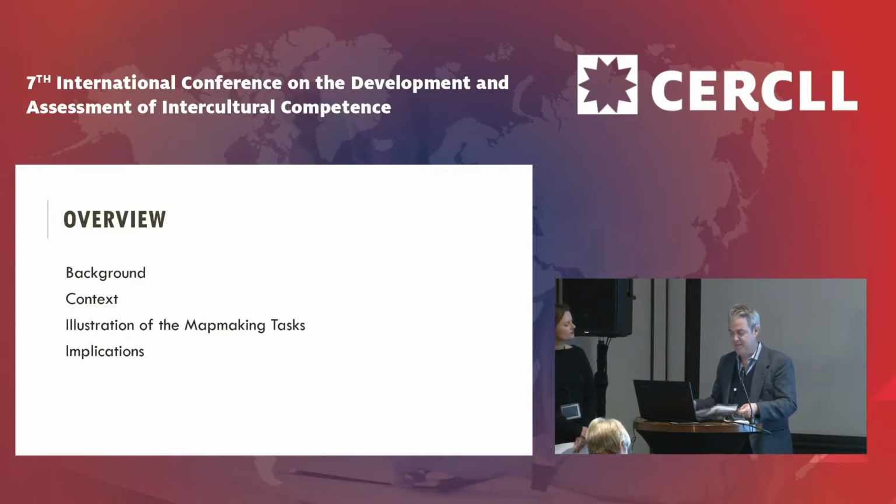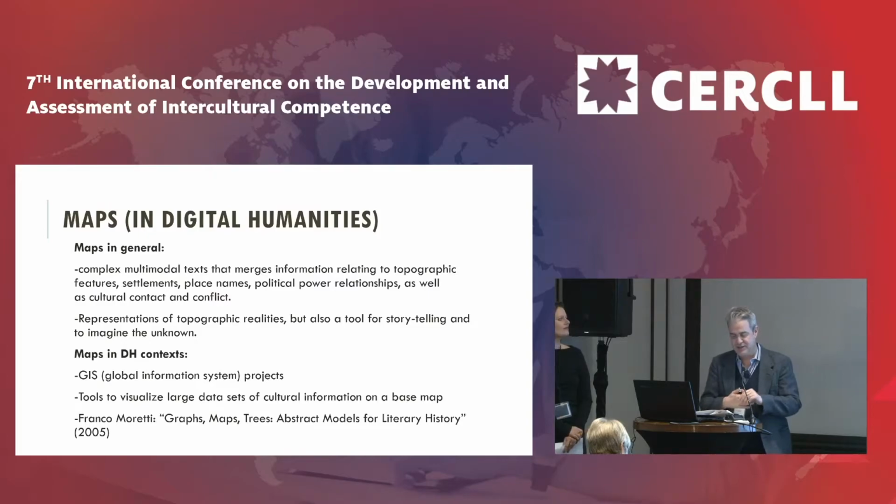Let's talk a little bit about maps. Maps have been around for millennia, and they really represent one of the oldest textual genres if we think about them. Essentially, maps can be regarded as nonlinear multimodal texts that merge graphical information with language and iconography into complex social semiotic systems.